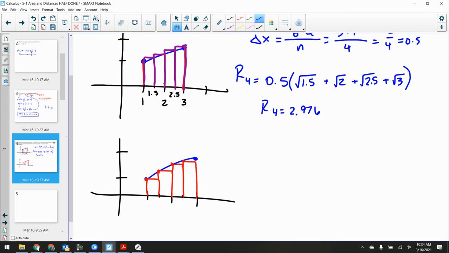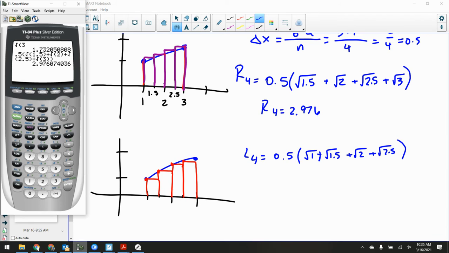So I say L4 is my difference times the y values of each of my heights. The square root of 1 plus the square root of 1.5 plus the square root of 2 plus the square root of 2.5. And again, I'm not using the square root of 3. So really, I always do this. I just go back in and change, like the 1.5 is there, the 2 is there, the 2.5 is there. I just need to go back in and change this guy here to square root of 1. Because I don't want the square root of 3, I want the lower boundary, the square root of 1.